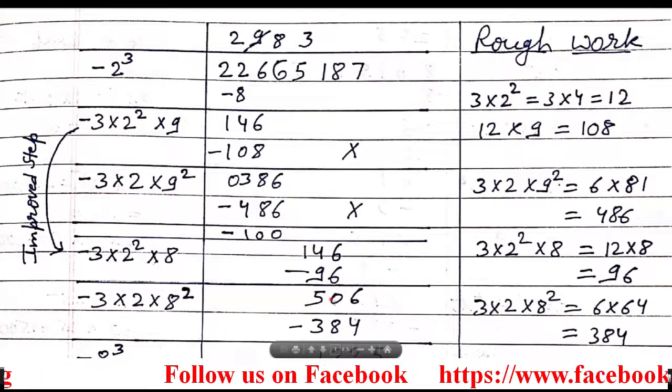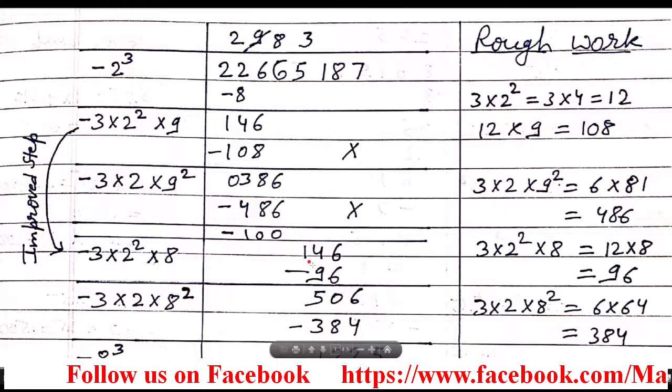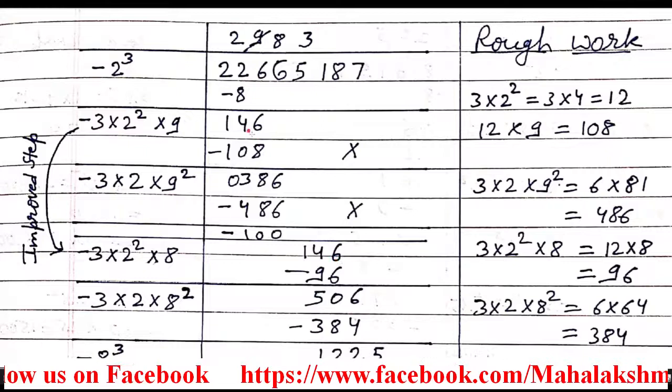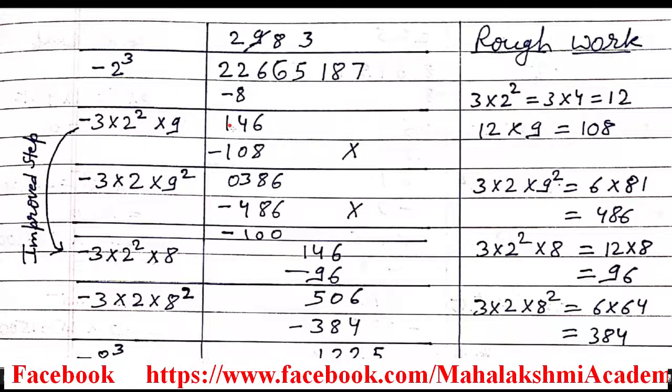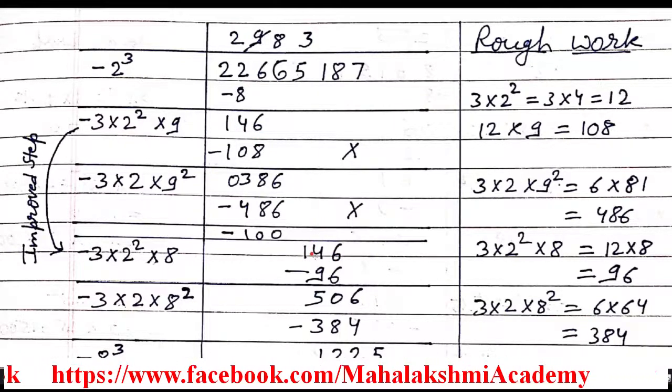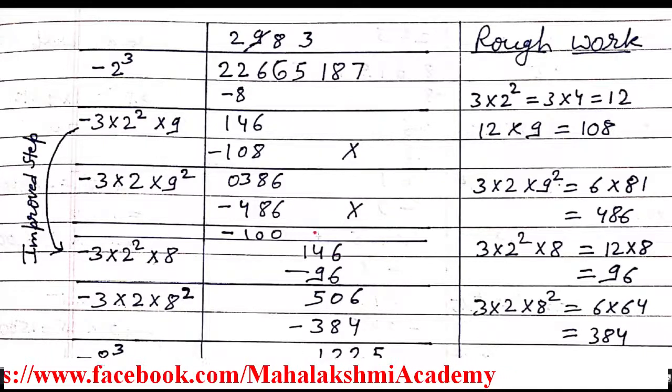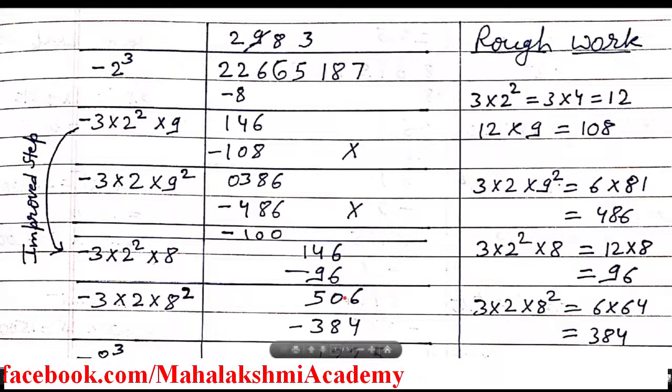Subtracted, you will get 506. Now from where did I get 146? Because from this step onwards we are improving. So this 146 will come here as it is. Now subtract it. So it's going to be 50.